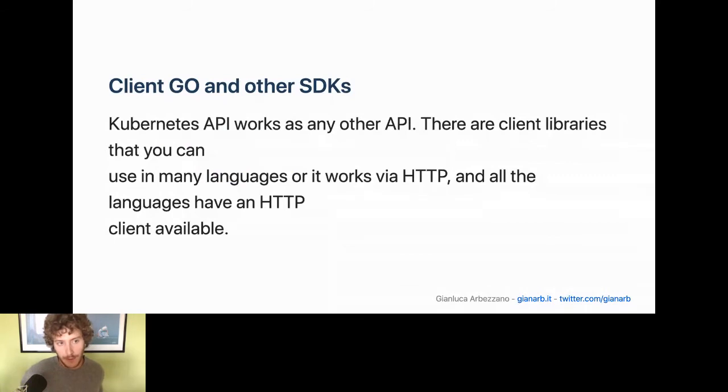Another one that is super flexible is the client-go and any other SDK. It really depends on the language that you are using. So there are at least two categories of SDKs, the ones that are supported by the Kubernetes community and the ones that are not supported by the Kubernetes community. But at the end, the Kubernetes API is just an HTTP server. So if your language has an HTTP client implementation, you can interact with Kubernetes.